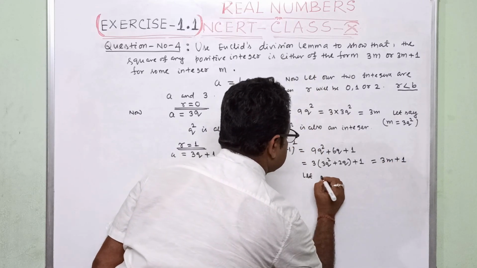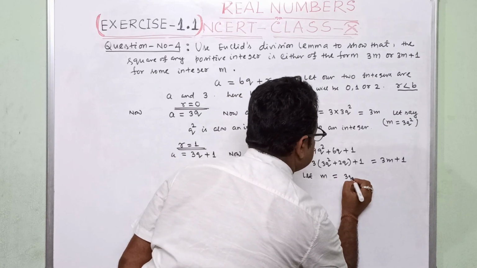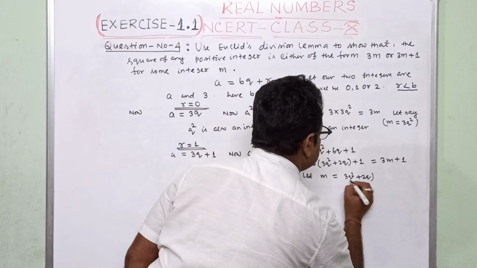Now let m be equal to 3q square plus 2q.